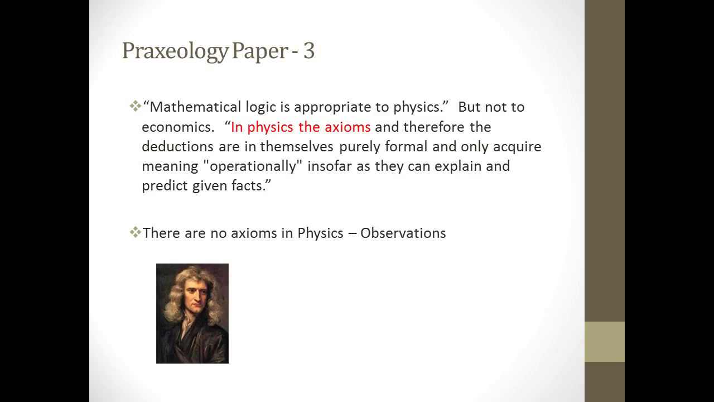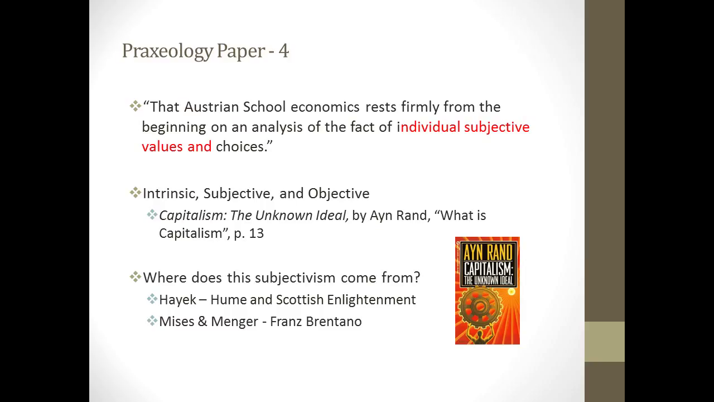There are no axioms in physics. Physics is a science, and science starts with observations, not axioms. So the paper goes on to state that the Austrian School of Economics rests firmly on the idea that the beginning of analysis is the fact of individual subjective values and choices.